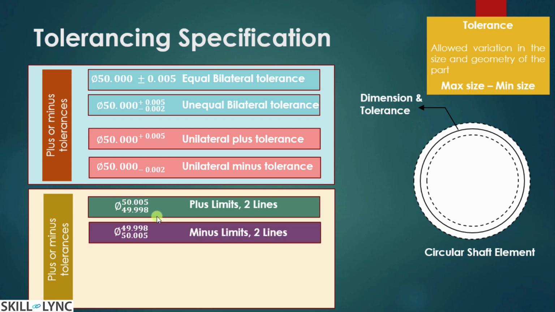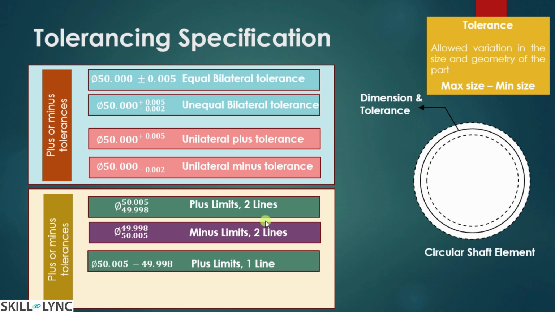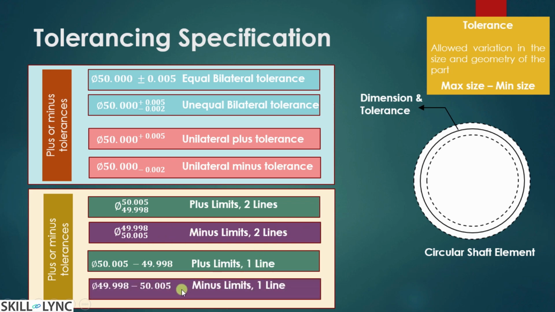Alternatively, you can also specify the minus limits. It means that the lower side is controlled first and then the higher side. This we can also see by specifying the material condition, that's the GD&T modifier that we'll look at later. But this is how the minus limits are specified. In case of minus limits, the lower side comes first and then the higher side. So this is the minus or plus limits defined by two lines. Alternatively, they can also be defined by a single line, the same tolerance defined in a single line. That means the plus limits in a single line. Likewise, the minus limits are specified in a single line. So the same plus or minus tolerances can be defined in different manners.